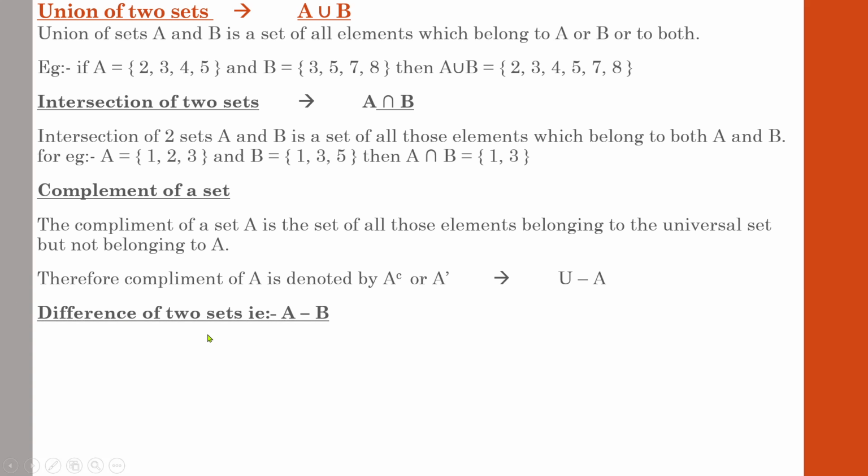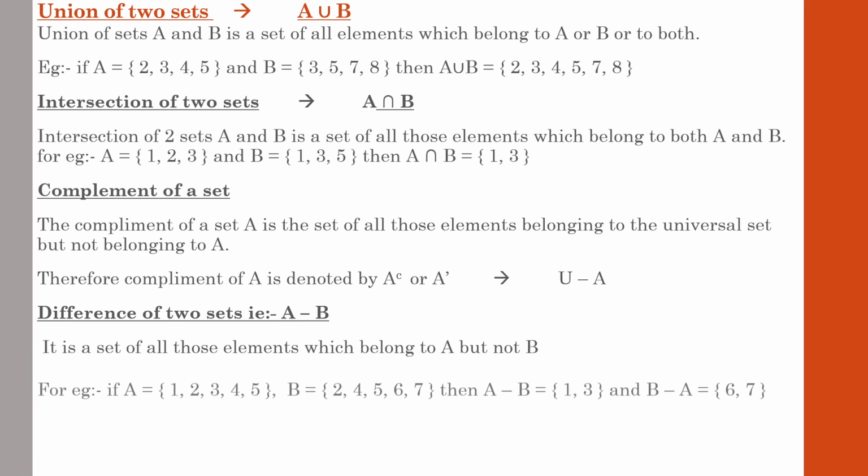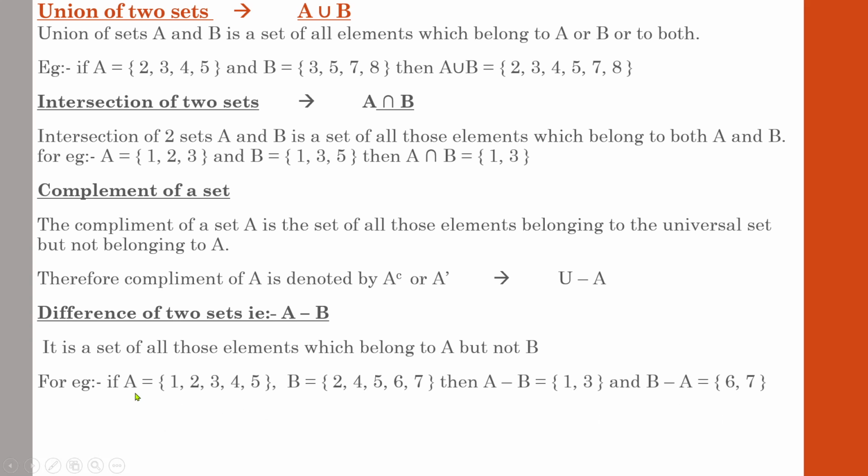And finally, difference of two sets. For the time being we are using A and B. It means the difference of two sets A and B is a set of all those elements which belong to A but do not belong to B. For example, A is a set consisting of 1, 2, 3, 4, 5. B is another set consisting of 2, 4, 5, 6, 7.